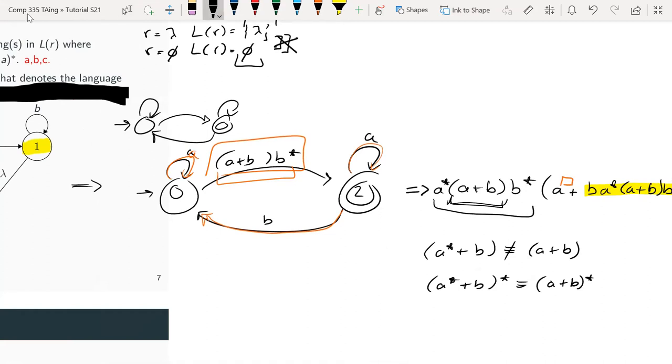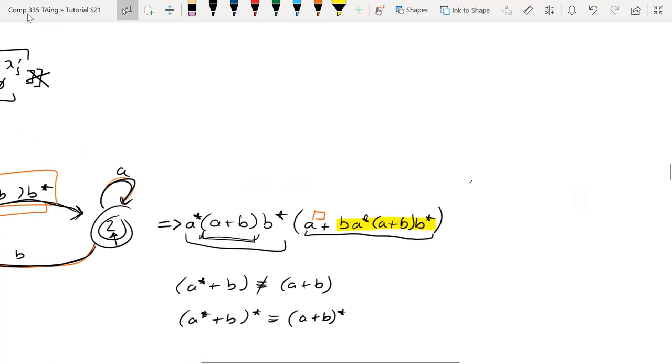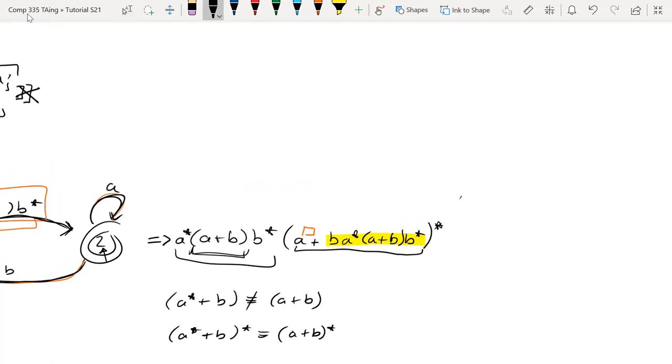This part allows me to go to two, right? Then once I'm in two, I can do two things. I can either stay in two by reading an A, or I can go from two to zero with B, then stay in zero a couple of times with A, and then go back to two from zero with A or B, B star. Oh, yes. So that's exactly what I wrote here. And then I can do that any number of times. That's why there's a star here. Okay, I got it. Thank you.